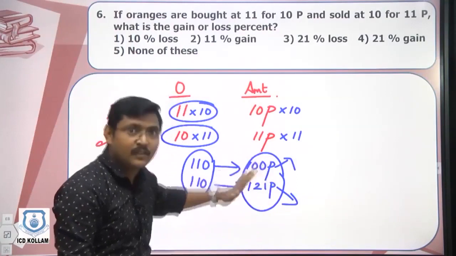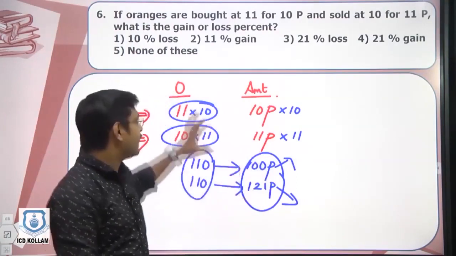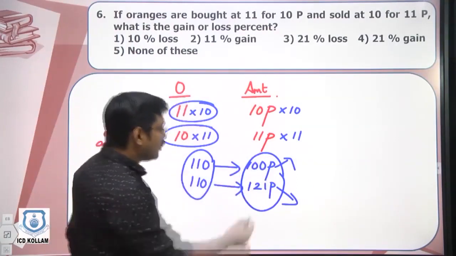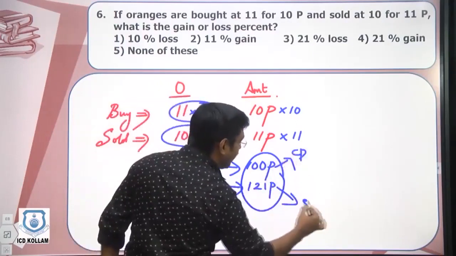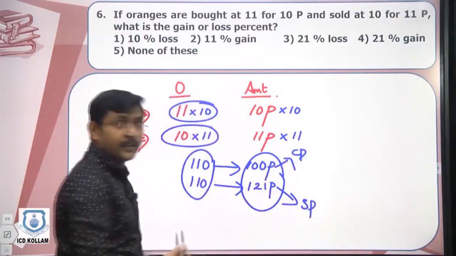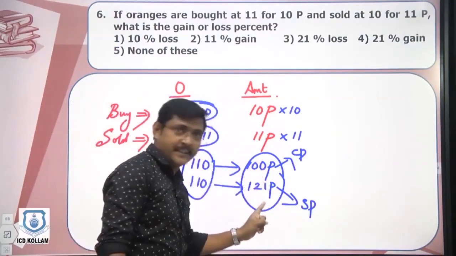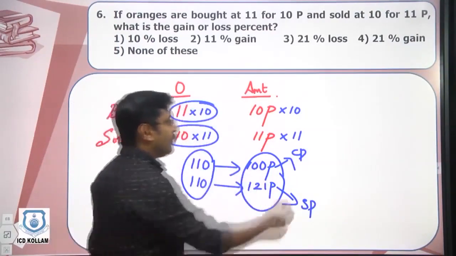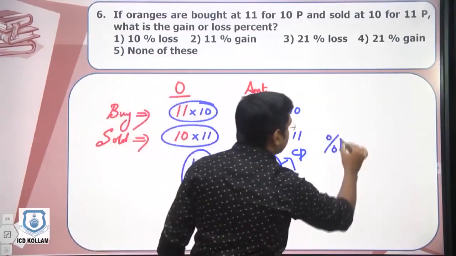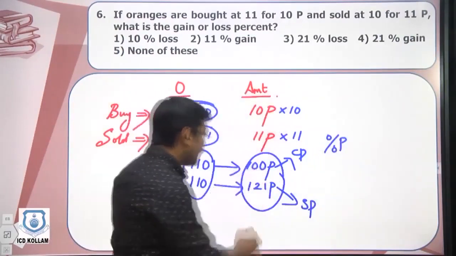Always remember that this is not the actual value, this is the assumed value based on our LCM value, right? So CP here is 100 and SP here is 121. Since CP is less than SP, it is profit. So we need to find the profit percentage. Directly we can say that the profit percentage is 21%.